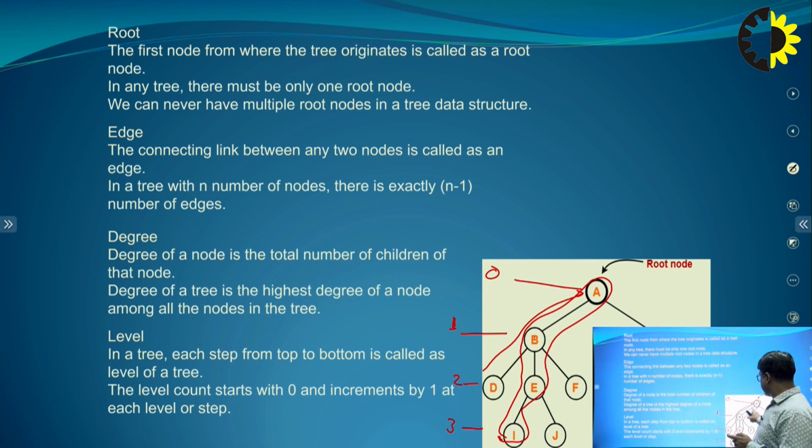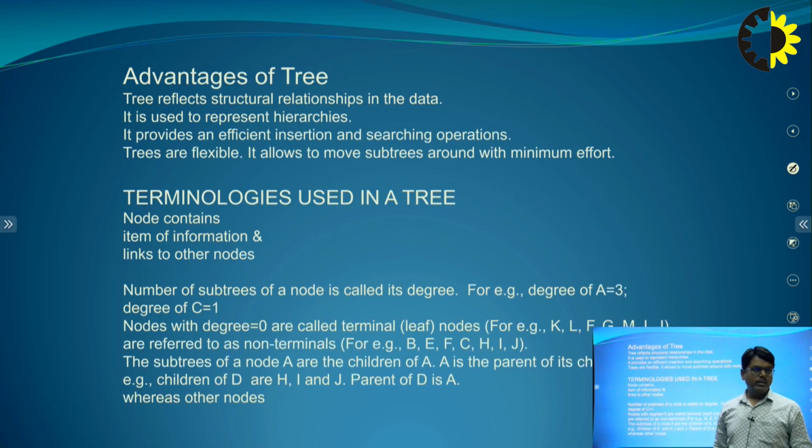And what is the height of this tree? The maximum level, meaning at the leaf node I. We just find out what the edges are here. So this is how we can.